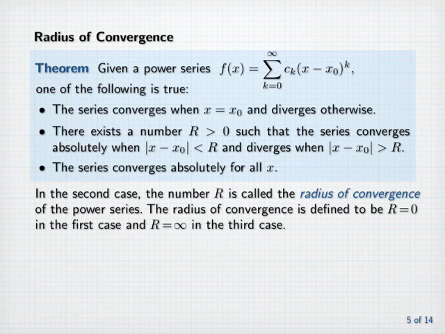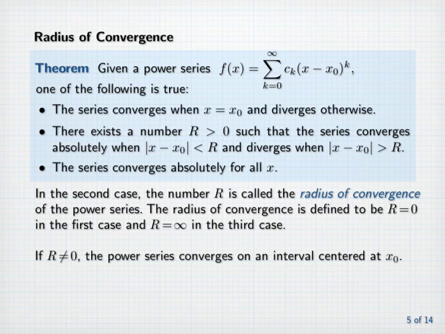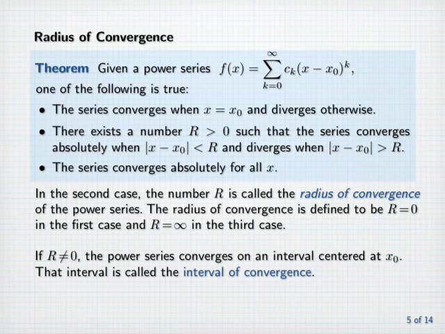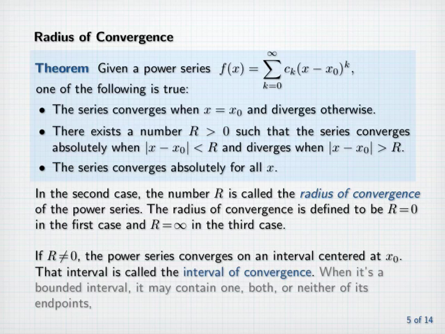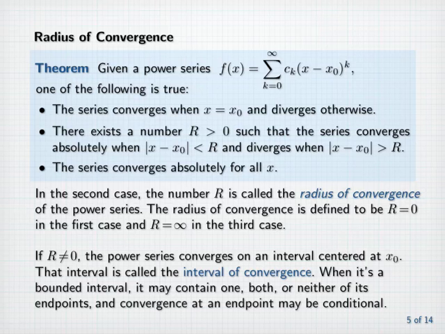The main point here is that the domain of a power series is always either a single point or an interval. If r isn't 0, the power series converges on an interval centered at x naught. That interval is called the interval of convergence. When it's a bounded interval, it may contain one, both, or neither of its endpoints, and convergence at an endpoint may be conditional. But convergence in the interior of the interval of convergence is always absolute.